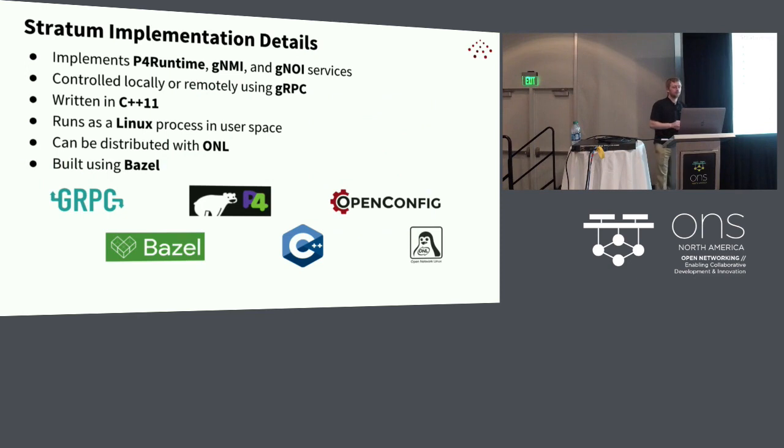If you're interested in some of the nitty-gritty, Stratum is a user space process running in Linux. You can distribute it with ONL or really any other modern Linux distro running a 3 or 4 Linux kernel. We built it using Bazel. We wrote Stratum in C++ using the 11 standard. And then, if it wasn't clear yet, each of these services that we have is a gRPC-based service. And you can run your clients on the box or off the box, depending upon your network architecture.